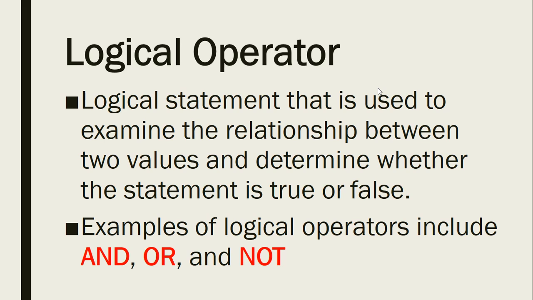All right, so we've got our arithmetic operator, which is your simple arithmetic symbols that you're used to. We have our relational operator: greater than, less than, equal to. And then finally our logical operator: and, or, and not. Okay, so and, or, not.